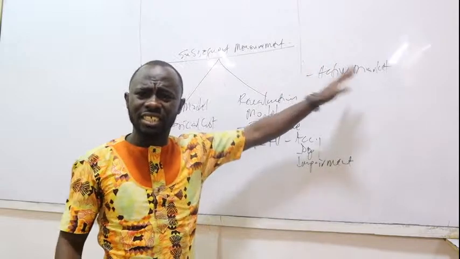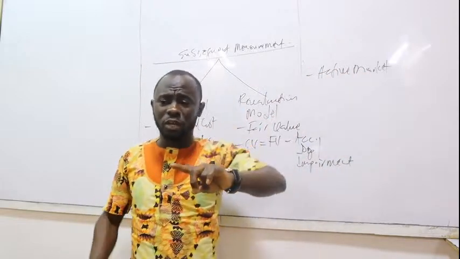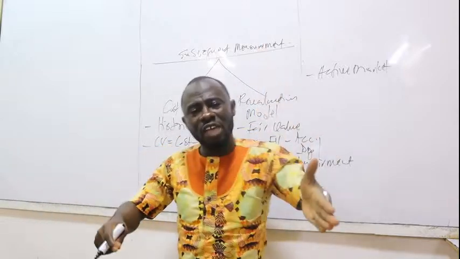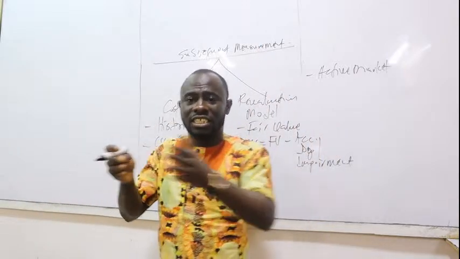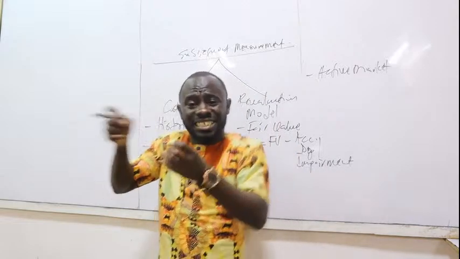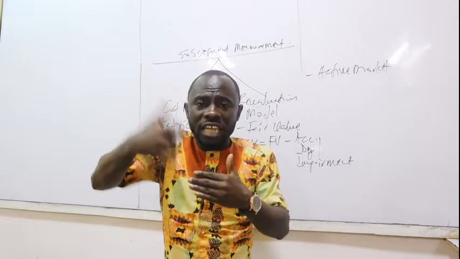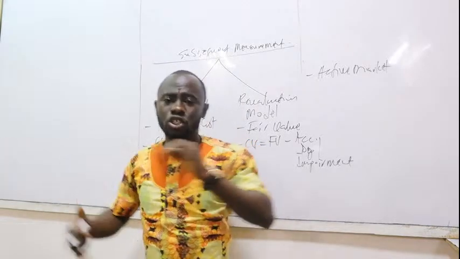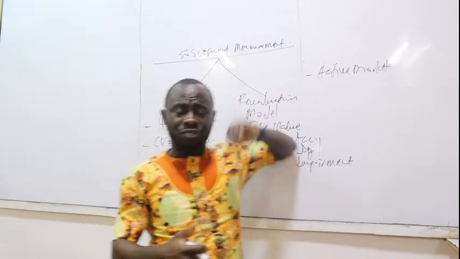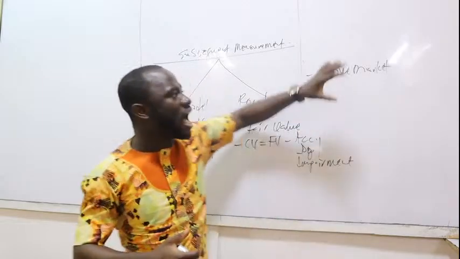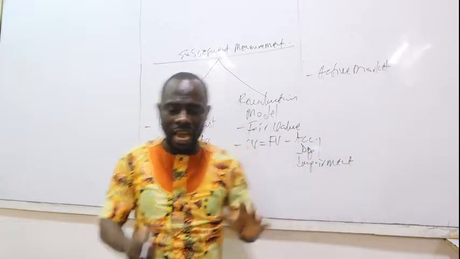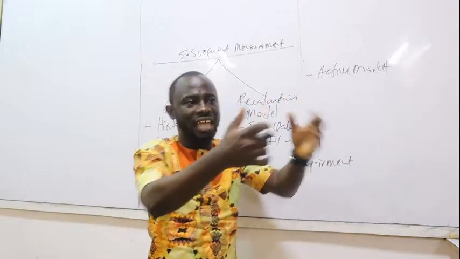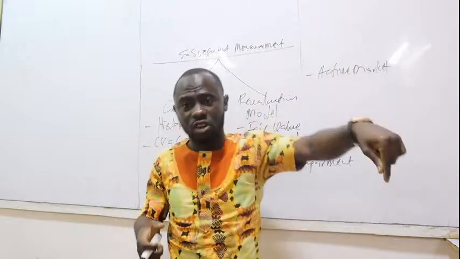Now, why is this important? This is important because remember the definition of fair value. We said that fair value is the value at which an asset can be exchanged or a liability settled between knowledgeable parties in an arm's length transaction. So if you want to carry an asset at fair value, that asset should have what? An active market, meaning that there is a market available where you can go and sell that asset, or you can go and determine the value of that asset.